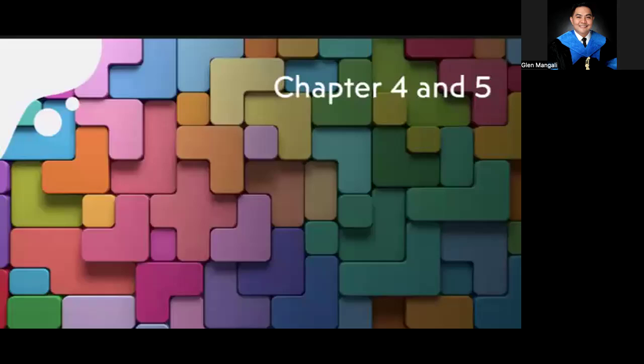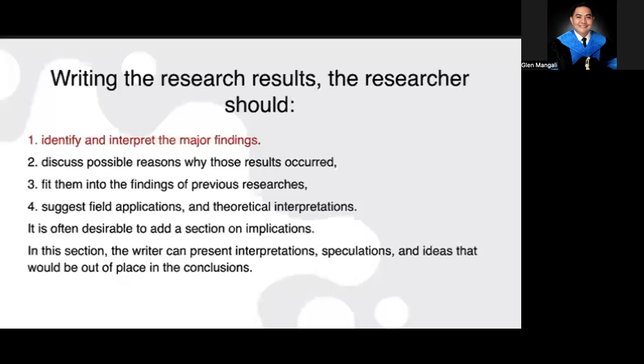Like I've said, we'll talk about chapters 4 and 5. Chapter 4 is the presentation of the results. What you normally do as a researcher is to identify and interpret the major findings. You're also expected to discuss possible reasons why those results occurred, whether it is quantitative or qualitative. You also need to fit them into findings of previous researches.